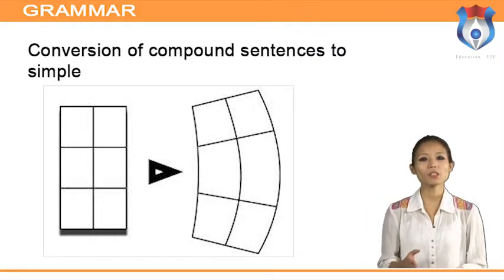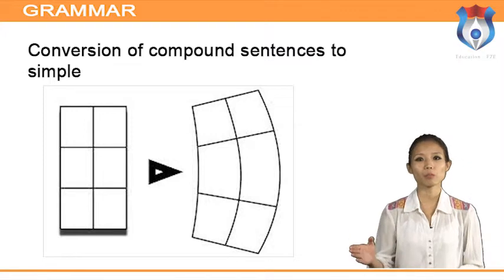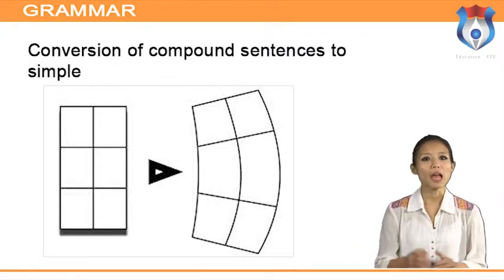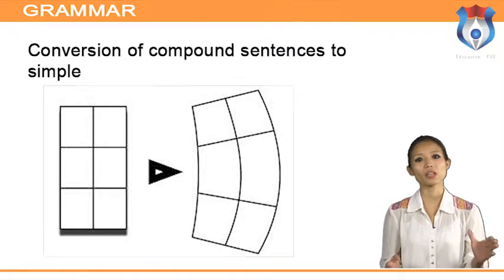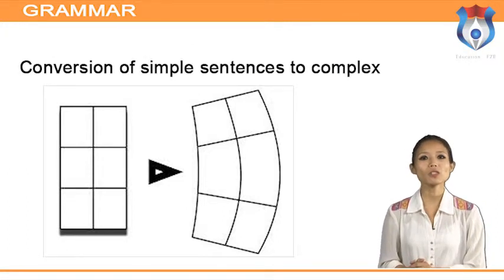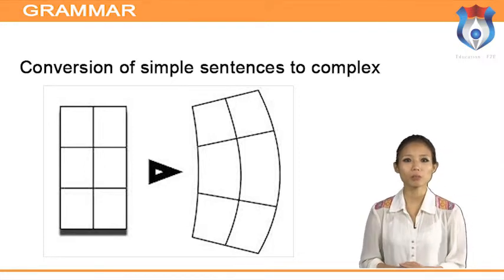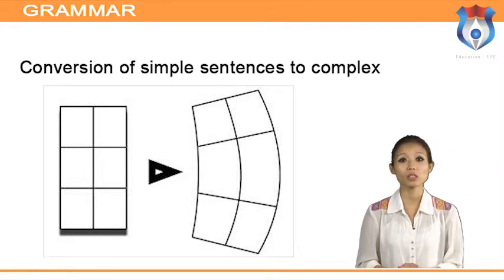Conversion of compound sentences to simple. "He finished his exercise and put away his books." Compound. "Having finished his exercise, he put away his books." Simple. Conversion of simple sentences to complex. "He confessed his crime." Simple. "He confessed that he was guilty." Complex.